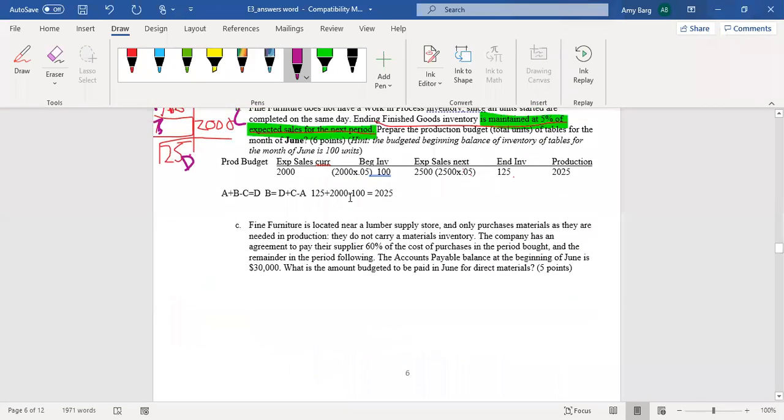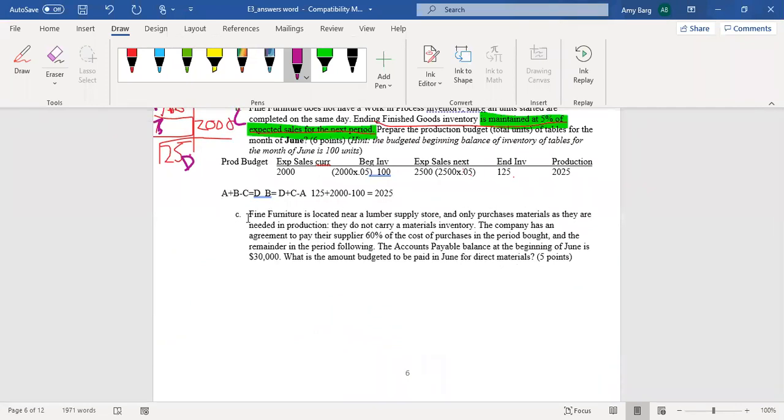All right, so now we're going to do this last one. So Fine Furniture is located near a lumber supply store and only purchases material as they are needed in production. They do not carry a materials inventory. The company has an agreement to pay their suppliers 60% of the cost of purchases in the period bought and the remainder in the following period. The accounts payable balance at the beginning of June is $30,000. What is the amount budgeted to be paid in June for direct materials?